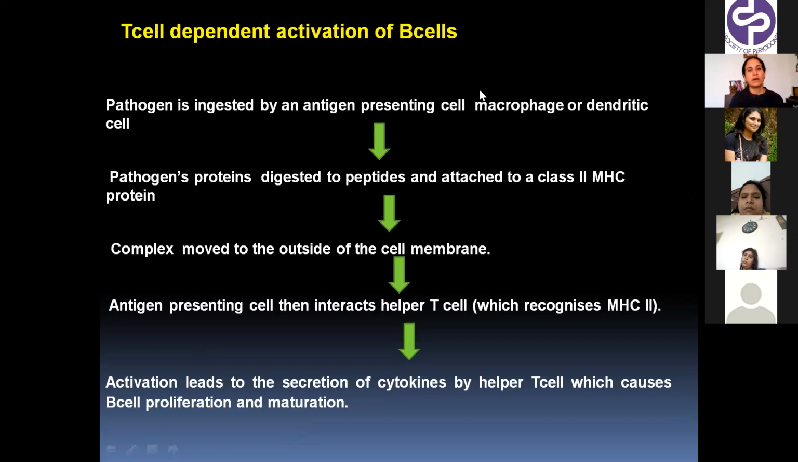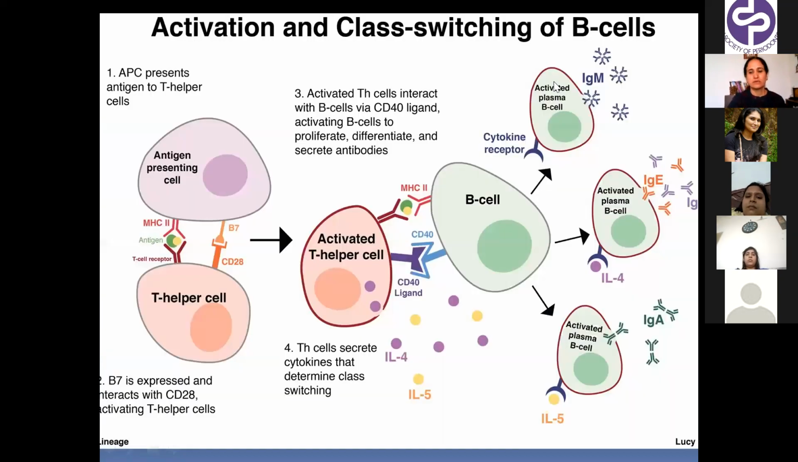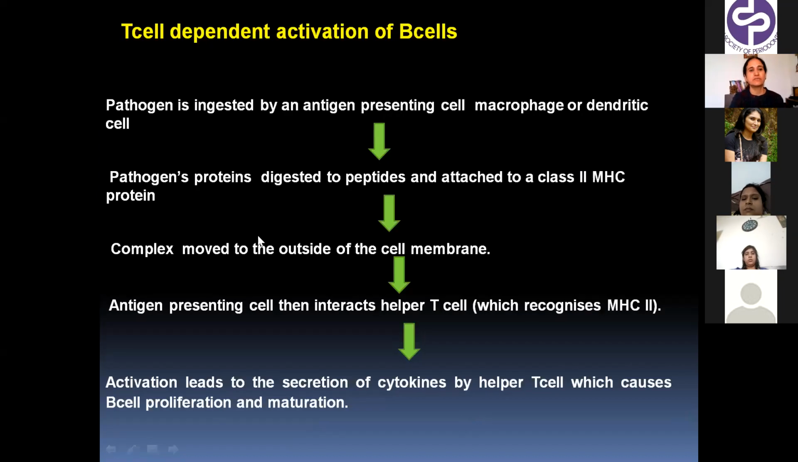So how does it activate the B cells? The pathogen is first ingested by the antigen presenting cell, then the proteins are digested and attached to the class 2 MHC proteins. The complex is moved outside the cell, and then the T helper cell recognizes it, and activation leads to the formation of cytokines, which ultimately lead to B cell proliferation and maturation.